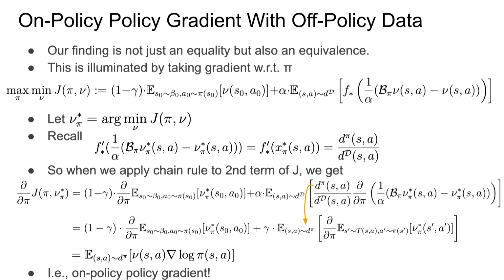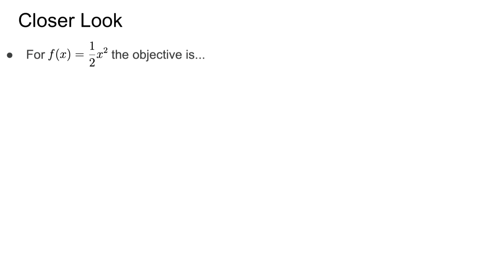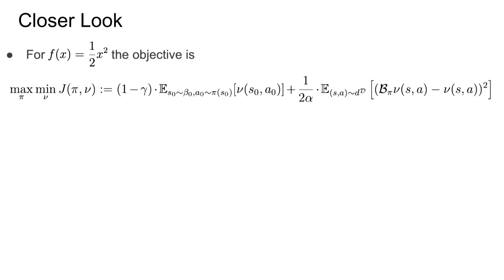OK, so that's the main cool property. We've taken our on-policy max return objective, used convex duality to convert it into an off-policy objective, but the gradients are still on-policy policy gradients. So if we take a closer look at what the objective looks like with this simple square function, we get the following. All right, so now this off-policy expectation just becomes a square of Bellman residuals, which is pretty intriguing.